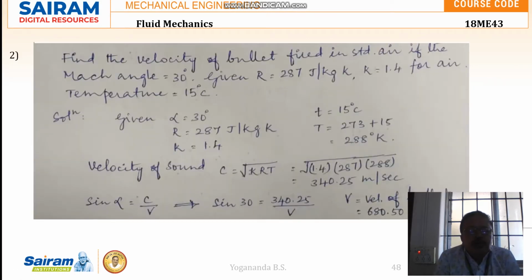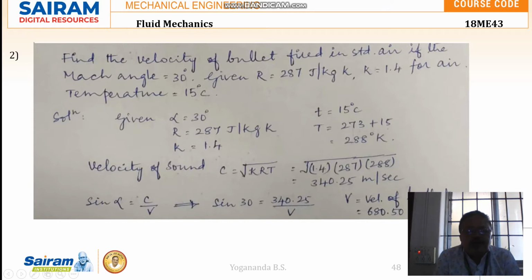Then we have one more problem. It is asked to find the velocity of a bullet fired in standard air. It is asked to find its velocity if the Mach angle given is 30 degrees, alpha is 30 degrees. Given R is 287 joules per kg Kelvin, K is 1.4 for air, because the bullet is flying in air. Temperature given is 15 degrees centigrade. Convert it into Kelvin by adding 273.